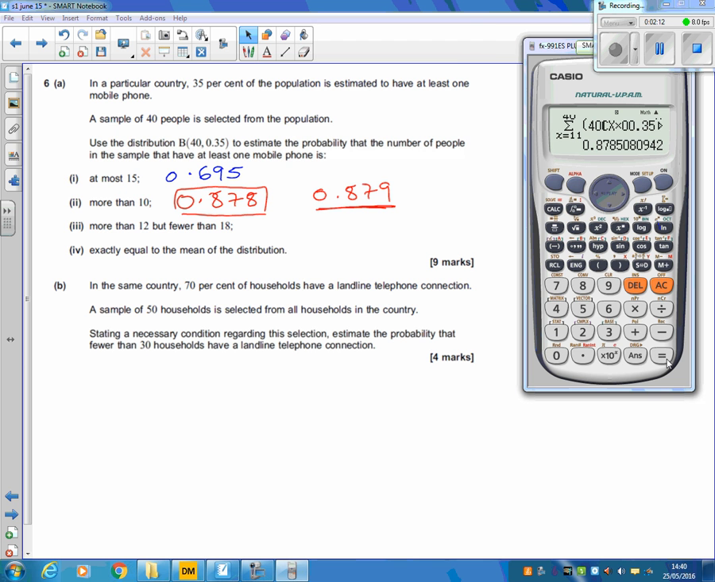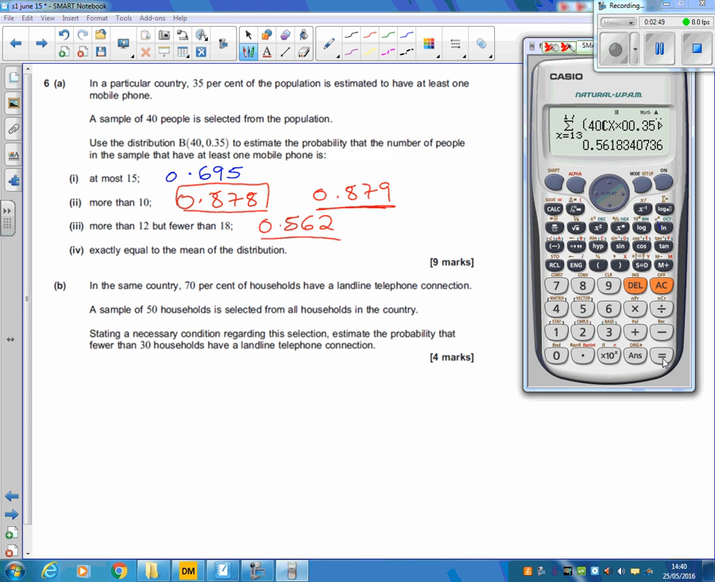Going on to the next one, the between one then, we've now got to just change our numbers again, and these numbers are changing to fewer than 18. We don't want 18, so we only want 17. More than 12. More than 12 is 13. So we're only going from 13 to 17 there. And that gives us an answer of 0.562, doing our rounding correctly.